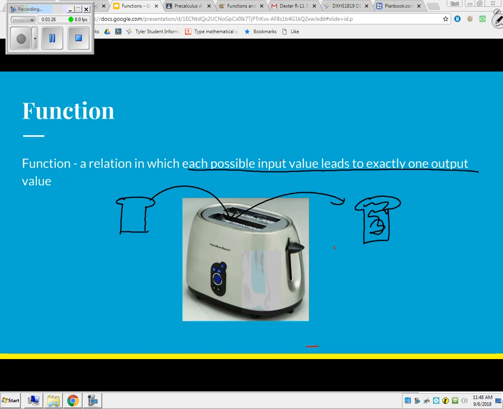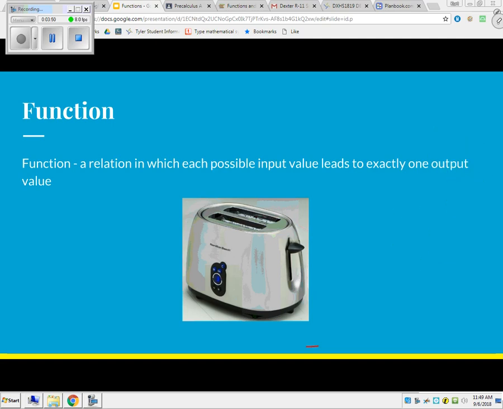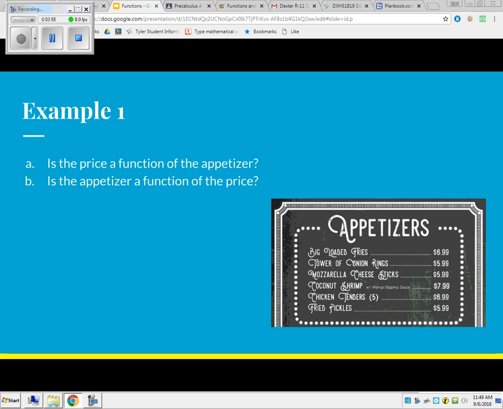I can't have the bread come out as something else other than toast. It can't be that sometimes it comes out as bread, and maybe another time it'll come out as lasagna or something like that. That cannot happen. Okay, so whatever goes in leads to exactly one output value. So that's what we want to do most of the day to day. Use this function notation and be able to tell whether or not different relations are functions. For example, this one. Okay. I just snapped a picture of the Lemonade House and Grill here in Dexter.